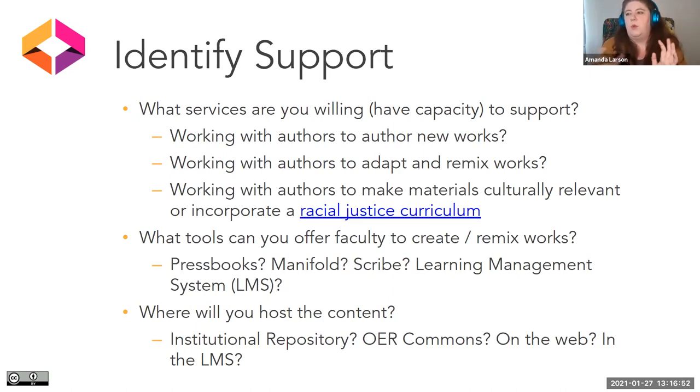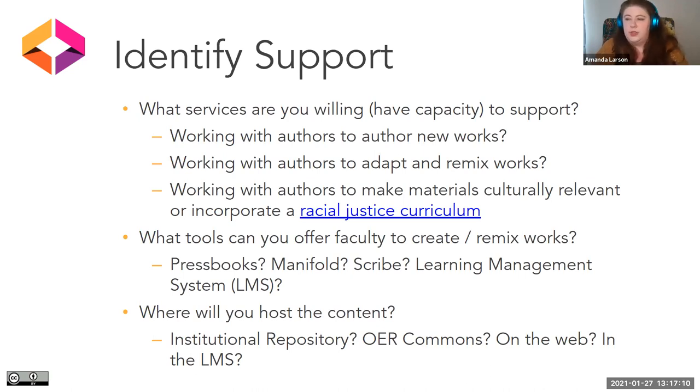So think about what tools you can offer to create these materials, but also how you will support folks using those tools. Are you going to have a workshop that teaches folks how to use the tool? And if so, how much of that do you have to figure out ahead of time? So think about the capacity that you have to do that.